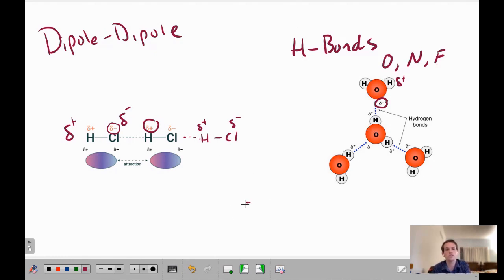Now be careful. Don't just think because you have any molecule that, say, has an oxygen over here and it has some hydrogens over here, I guess we could do something like that, that's not necessarily going to be hydrogen bonding. It has to be that the hydrogen is bonded to the oxygen, nitrogen, or fluorine. So don't get that twisted.